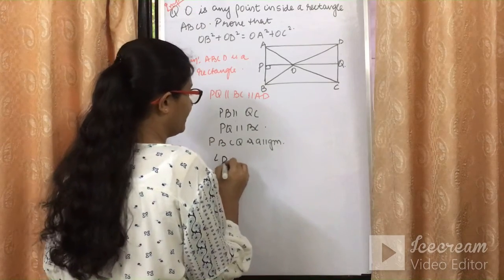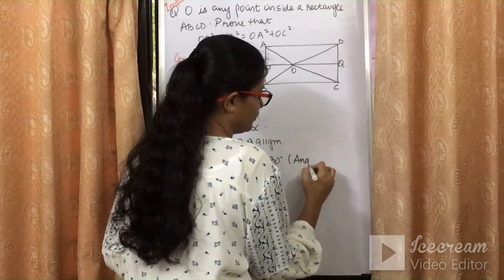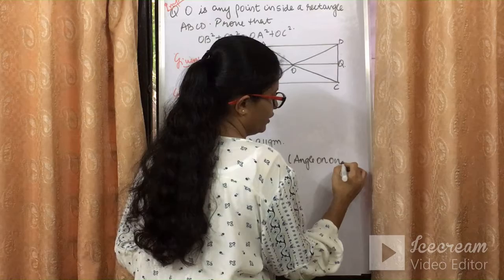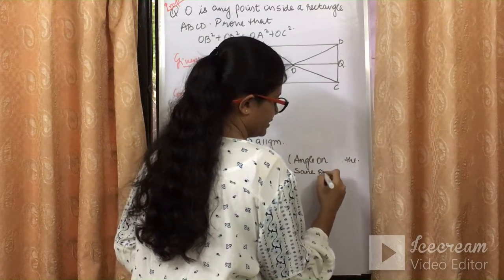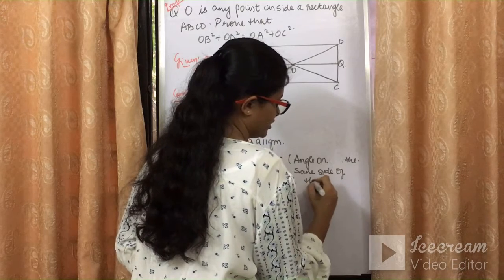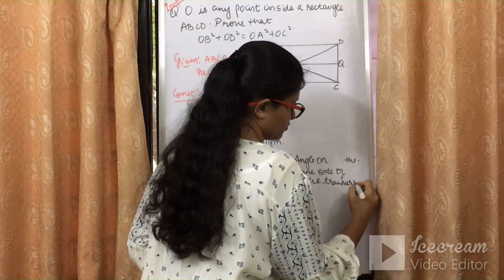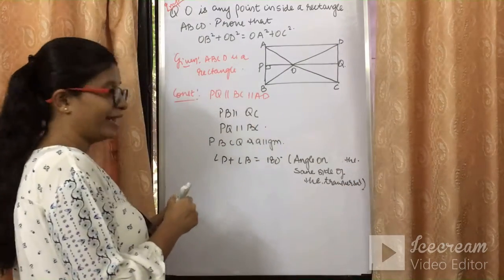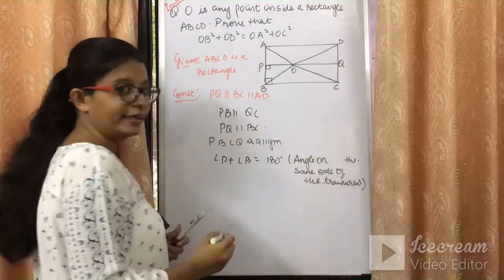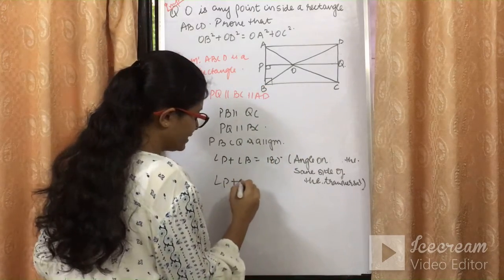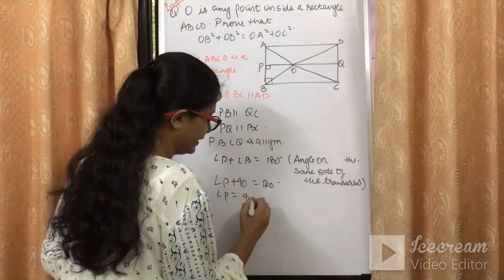Now if it is a parallelogram, can we say that this angle and this angle will make 180 degrees? Angle P plus angle B will be equal to 180 degrees. Angles on the same side of the transversal are supplementary. So this is supplementary, it will make 180 degrees. And we already know ABCD is a rectangle, so angle B will already be 90 degrees. So angle P plus 90 will be equal to 180 degrees, and angle P comes out to be 90 degrees.